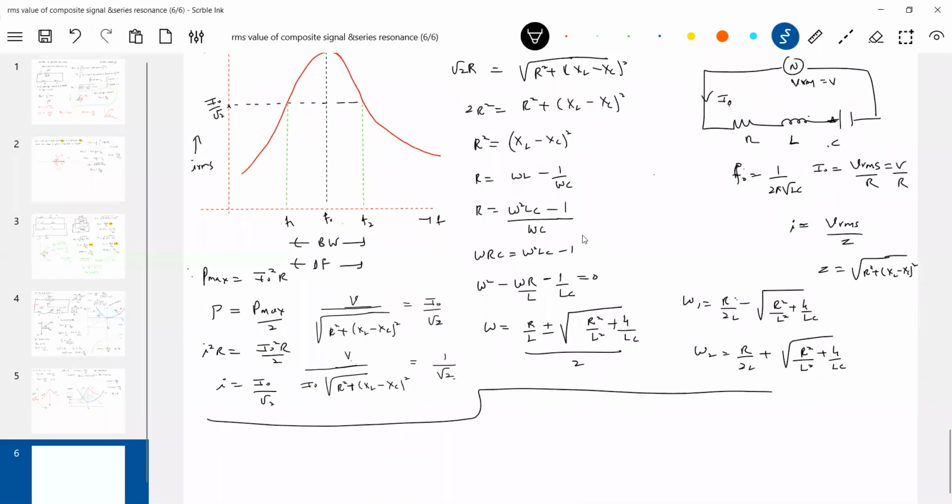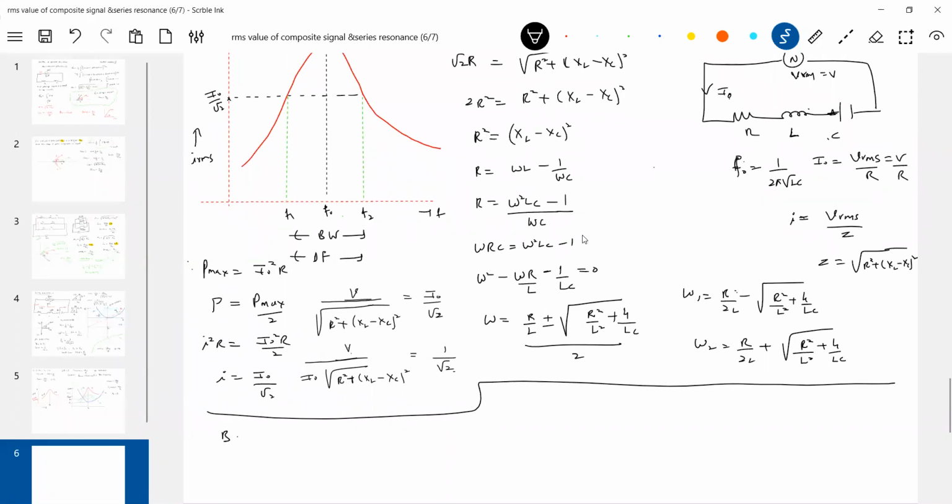This is the initial calculation part. Bandwidth BW should be equal to f2 minus f1, or this will be omega 2 minus omega 1. This quantity should be equal to 2 times under root of R square plus L square plus 4 by LC, as the R by 2L terms get cancelled.